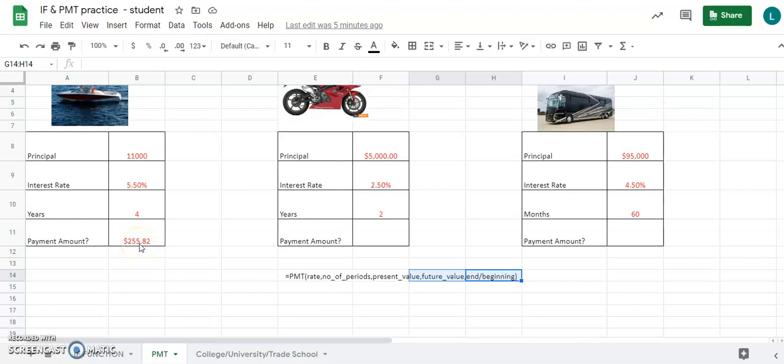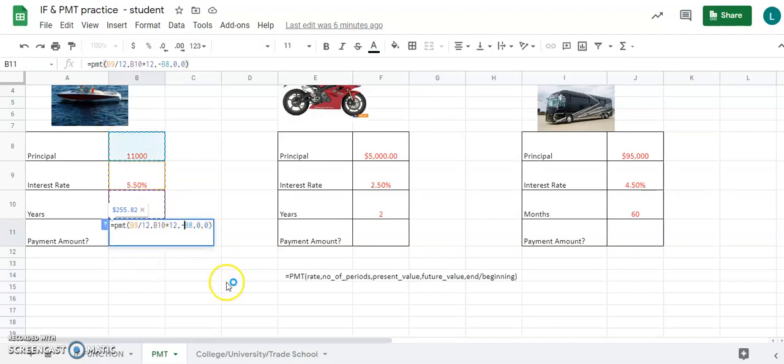Now, if you notice here, this is no longer negative. But in the last video, I ended by telling you that the PMT function is programmed to put this as a negative. Well, how do you change it to a positive? If I double click here and just put a negative in front of the principal amount, it'll change. So look, when I click where B8 is, you can see the answer. If I put a negative in front, it'll automatically change it to a positive number, in a sense meaning that you owe $255.82.